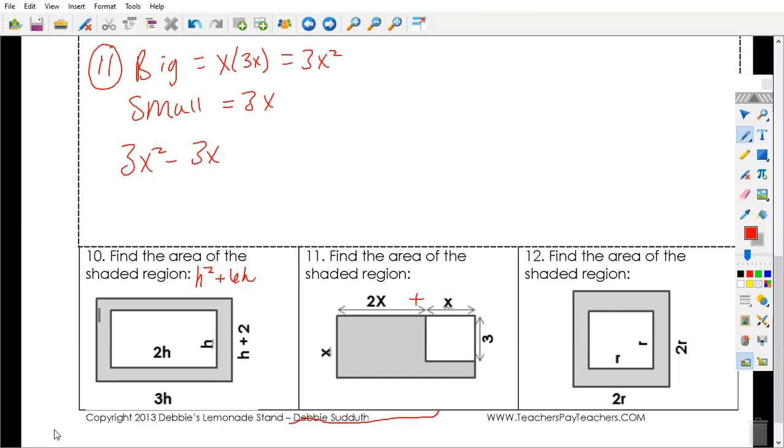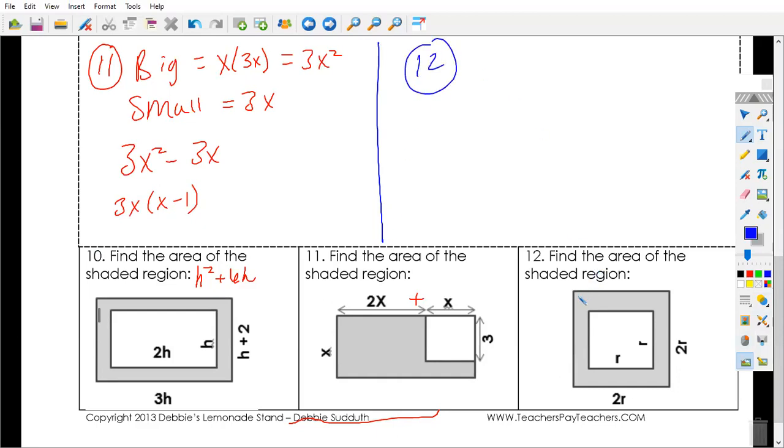The only other thing you could do is that most mathematicians would like to simplify this. And so if I wanted to simplify this, I would just factor out 3x. And that's all you can do. There's not much else you can do, because do we know the value of x? No. All right. Let's go on to 12.